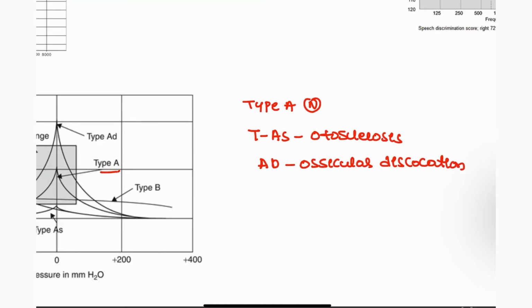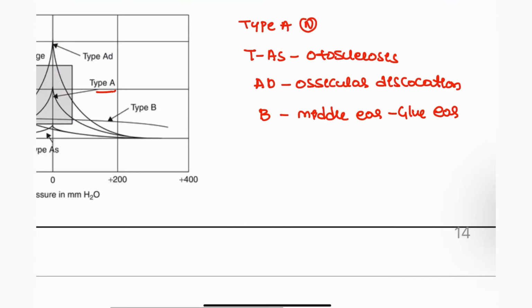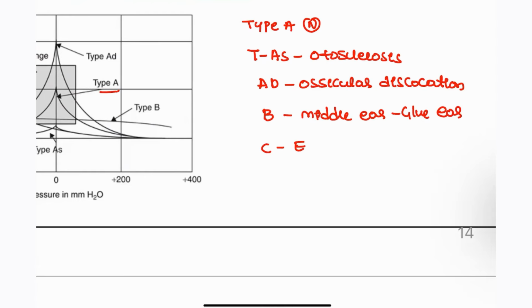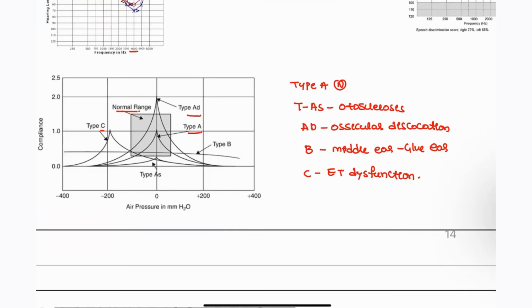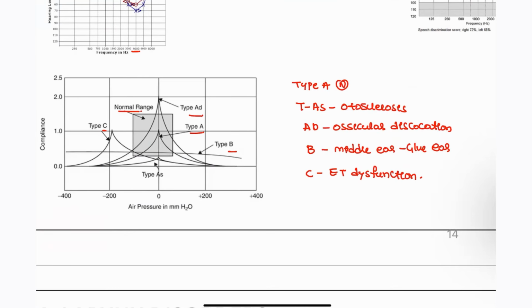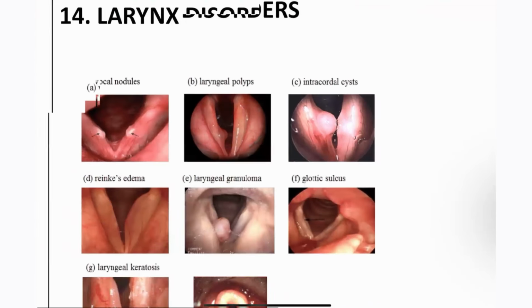Next, type B. Type B is due to the middle ear condition known as glue ear, where there is effusion, or the ear is completely filled with cerumen. Next, type C is ET dysfunction. These are some of the types: AD is for ossicular dislocation, C is for eustachian tube dysfunction, B is for glue ear, and AS is for otosclerosis.